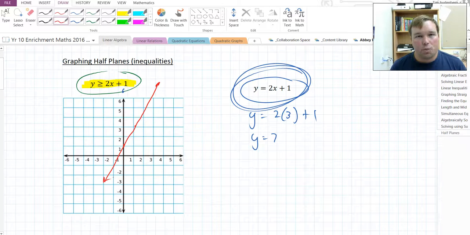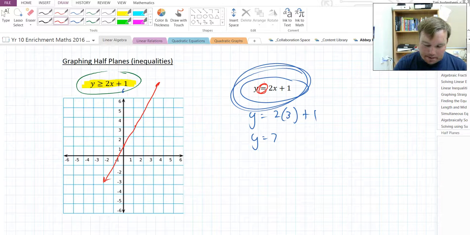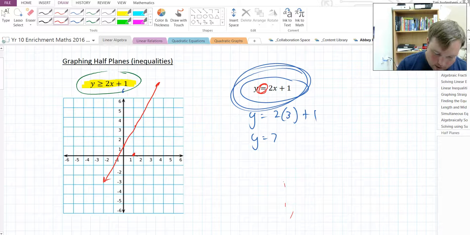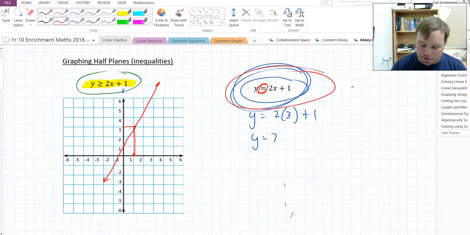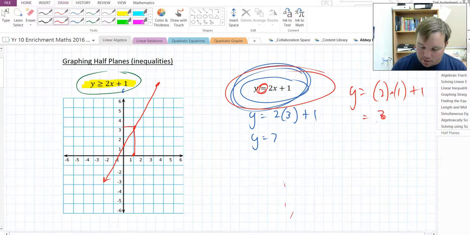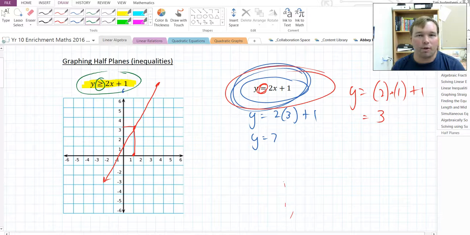Here, there's more than just one possible solution, because we're not saying that y is equal to 2x plus 1, we're saying that y is greater than or equal to 2x plus 1. That means if I put an x value of 1 in, one possible solution is a y value of 3. And that would be a solution here also, because if y equals 2 lots of 1 plus 1, that's equal to 3. That holds true here as well, because that satisfies this particular inequality.